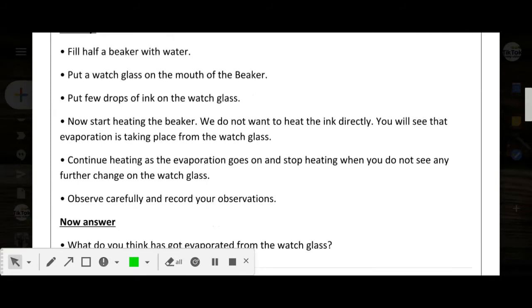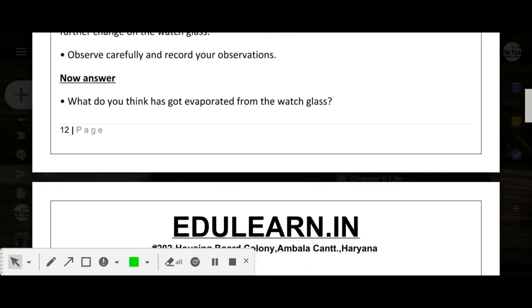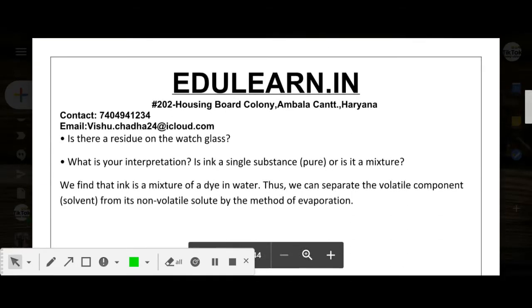So continue heating, the evaporation goes on, and stop heating when you don't see any further change in the watch glass. So aap dekhenge upar jo watch glass ke upar ink dali thi, uske andar kuch changes honge. Kya changes honge? Ki uske andar ek colored component reh jayega aur water evaporate ho jayega. So now answer, what do you think has evaporated from the watch glass? So kya evaporate hua hoga?